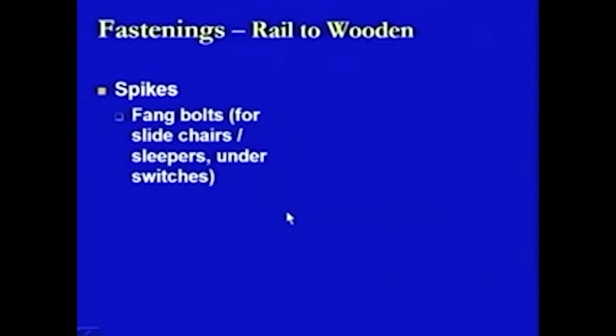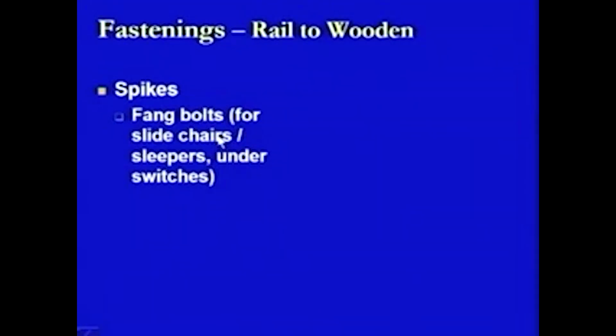The another category in the case of spikes is fang bolts. These fang bolts are mostly used for slide chairs or the sleeper connectivities under switches. Now, these slide chairs or switches are the devices which are mostly used at the places where the direction change of a track is to be provided, and those locations are termed as points and crossings. When points and crossings will be discussed, we will be taking up the switches there, and the slide chairs are the equipment which allows the rail to move in a certain direction, so that the connectivity from one track to the other track can be provided.